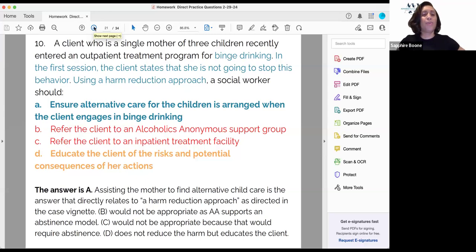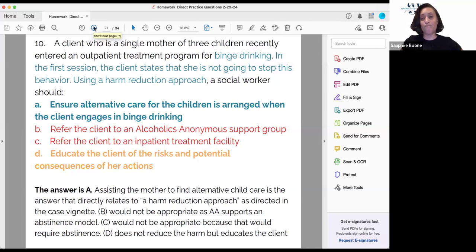So let's read the whole thing again. A client who was a single mother of 3 children recently entered an outpatient treatment program for binge drinking. In the first session, the client states that she is not going to stop the behavior. So, in the fact that we know the client is not going to stop the behavior, how can we ensure that the least harm happens? But Dr. Bourne, I'm sorry. But using harm reduction, that means education.